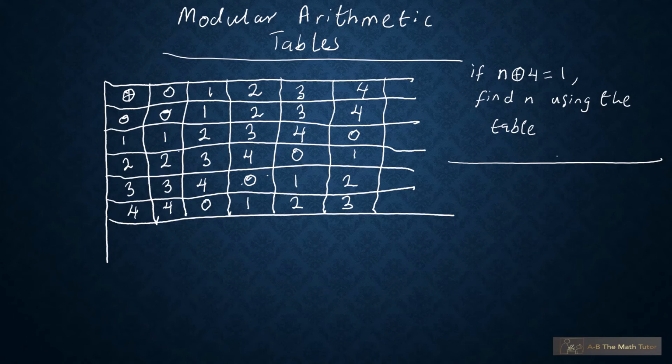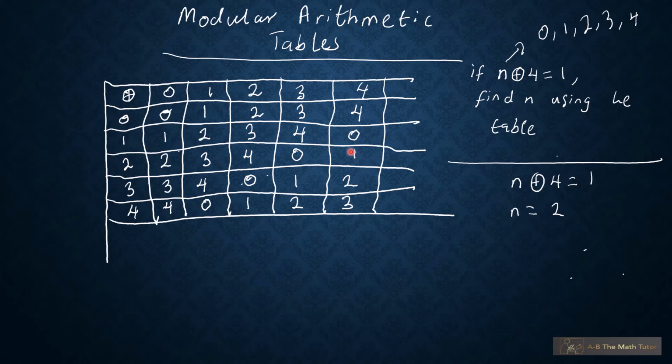So from here, we can clearly see that when we decide to replace n with all the possible numbers 0, 1, 2, 3, and 4, the only time n plus 4 yields 1 will be when n is equal to, guess it, 2. Because from the table, it is only 2 plus 4 that yields a final answer of 1.